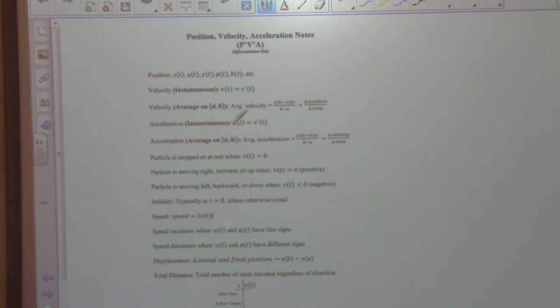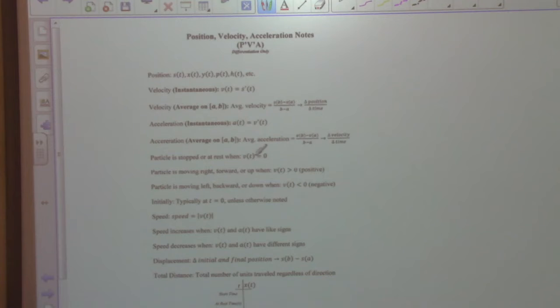And acceleration is V prime of T, or A of T. And the average acceleration is going to be velocity at B minus velocity at A over B minus A.